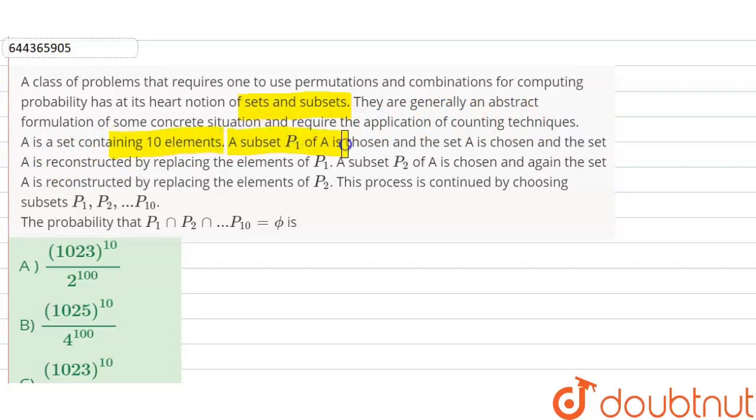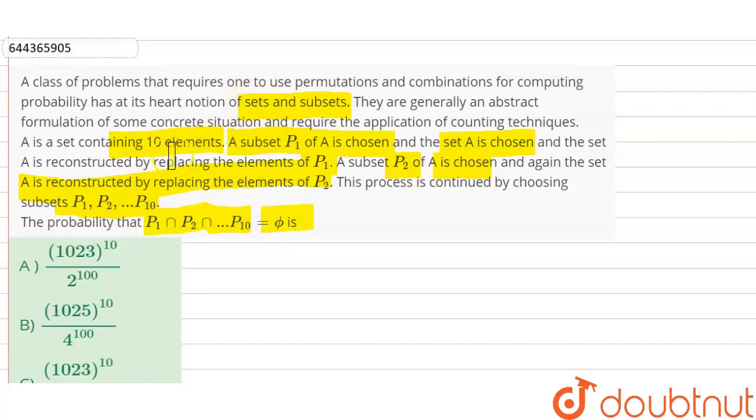A subset P1 of A is chosen and the set A is reconstructed by replacing the elements of P1. A subset P2 of A is chosen and again the set A is reconstructed by replacing the elements of P2. This process is continued by choosing the subsets P1, P2 up to P10. The probability that P1 is a subset of P2, P2 is a subset of P3, and this goes on until P10, is equal to 5 is.